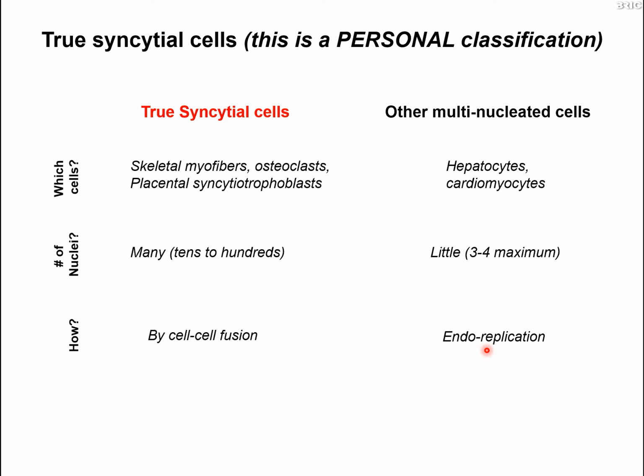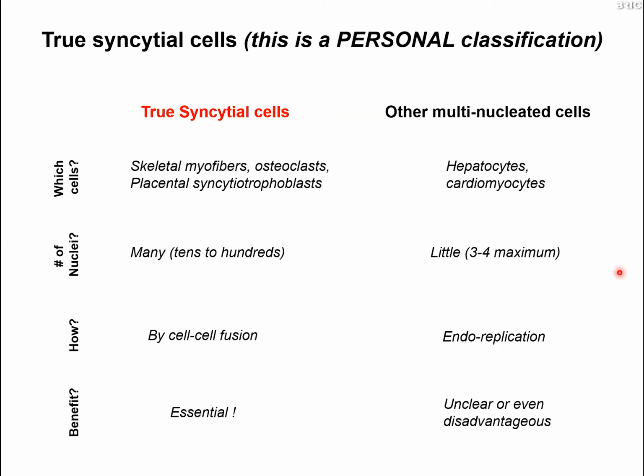Finally, in terms of functionality, the formation of the syncytium is essential for these true syncytial cells to function. So if the skeletal muscle cells cannot become multinucleated, then the contraction will be completely lost. If osteoclasts cannot be multinucleated, then they cannot remodel the bone. And if the placenta fails to form syncytium, then the embryo will die.